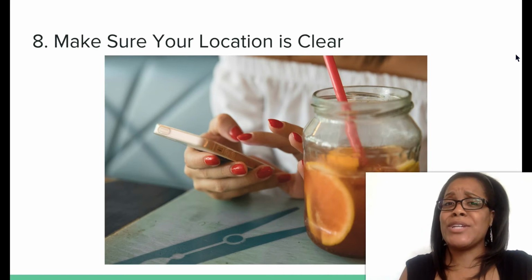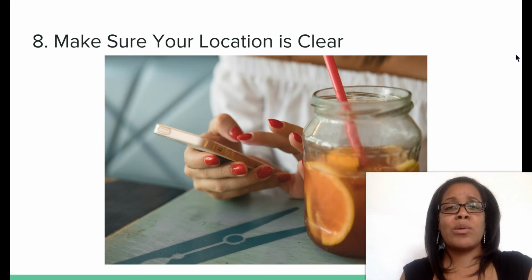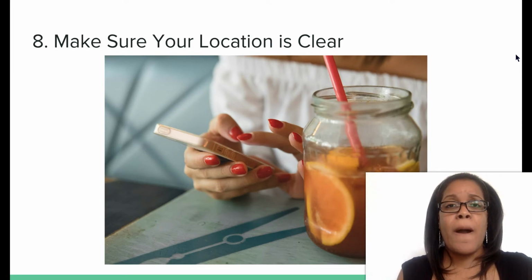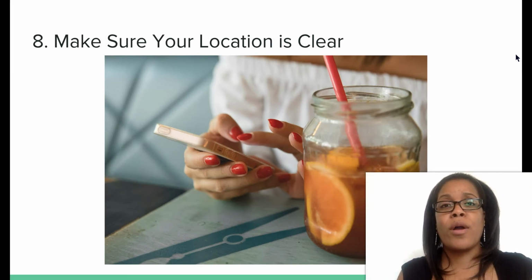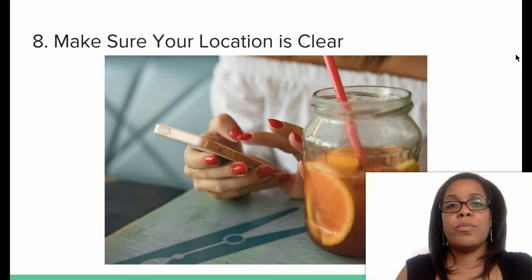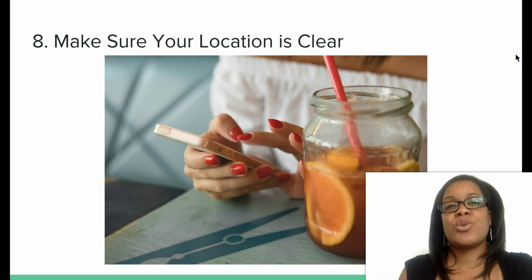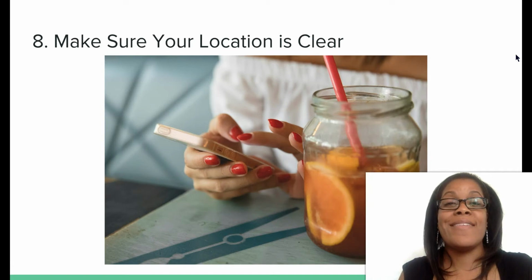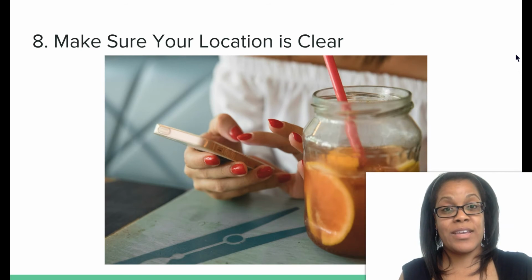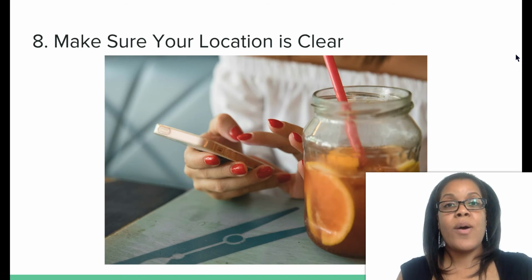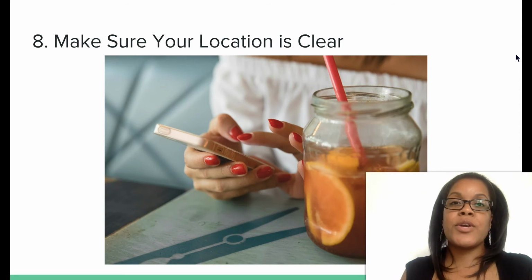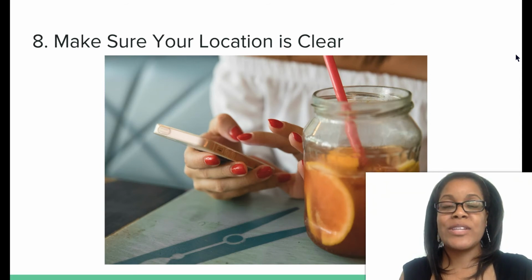Okay, make sure your location is clear. Sometimes we set up locations to meet people, whether you invite them to meet you at your home or meet you at the drugstore down the street. Be sure that your location is clear on the app so they know what city you're in, especially. They may say, oh, I'll come to your house and pick it up. It's no problem. And then realize you're in an entirely different county.